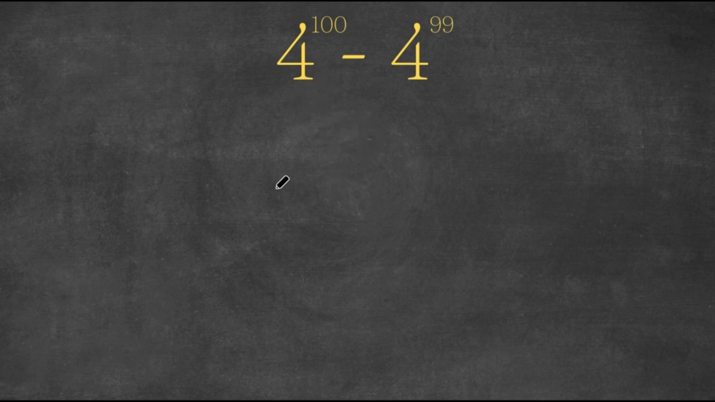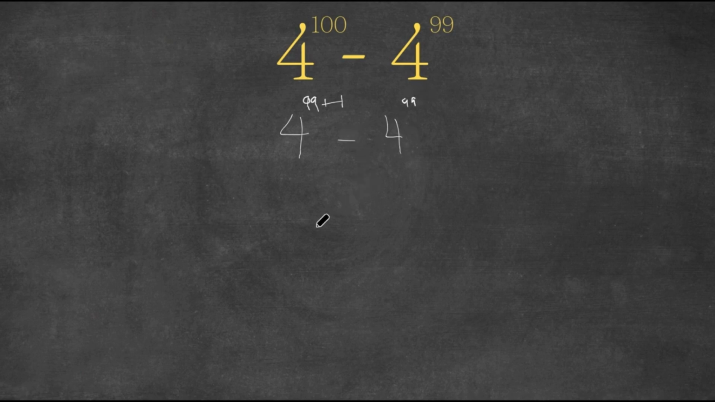So what we're first going to do is rewrite 4 to the power of 100 as 4 to the power of 99 plus 1. All we did was we changed the 100 to 99 plus 1, and that is true. And we're going to keep the 4 to the power of 99 as is.